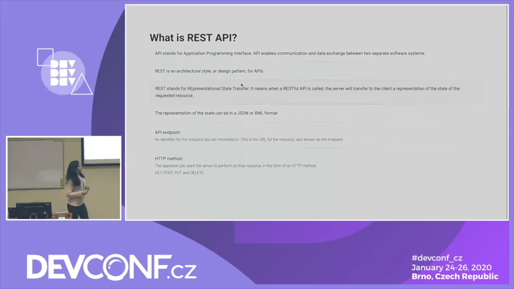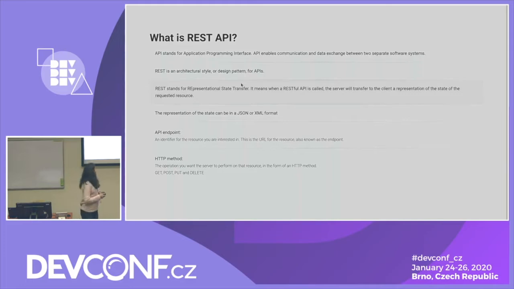What is REST? REST is nothing but an architectural style or a design pattern for APIs. REST stands for Representational State Transfer. It means that when a REST API is called, the server will transfer to the client a representation of the state of the requested resource. Now, the representation of the state can be in a JSON or an XML format.